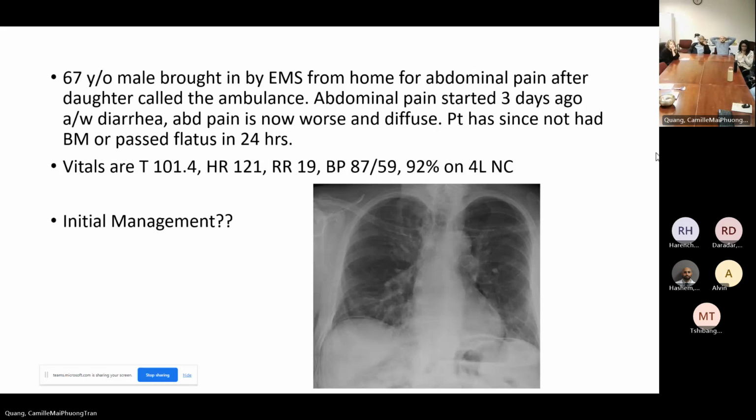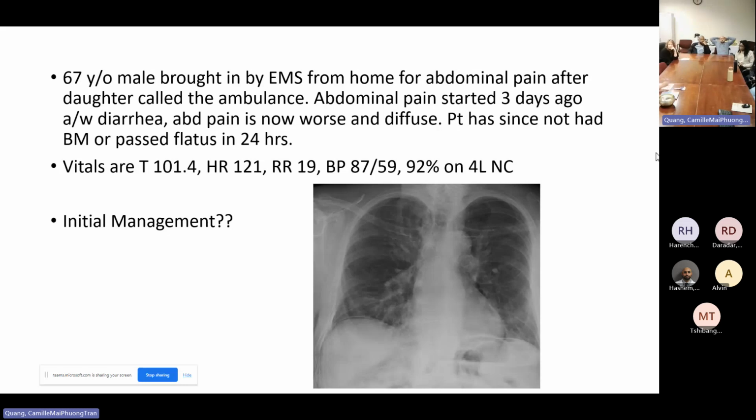What else? It's 92% on 4 liters of nasal cannula. Isn't that fairly low? So I might elevate his oxygenation, or I guess intubate if it gets really bad. What else?